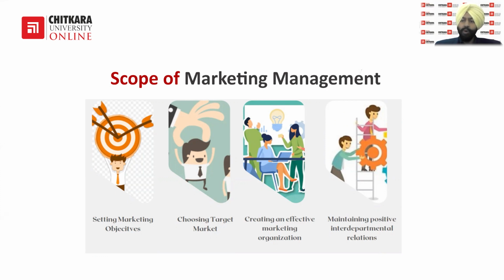Now let's look at the scope of marketing management. What is the scope? It's about setting marketing objectives. Any organization, if it has to run its business, has to set its marketing objectives. They have to have a short-term plan, a long-term plan, and a blueprint of what their business is going to look like, what the business projections are, and what the threats are. They do a complete SWOT analysis before they get into any kind of marketing plan or marketing objective.